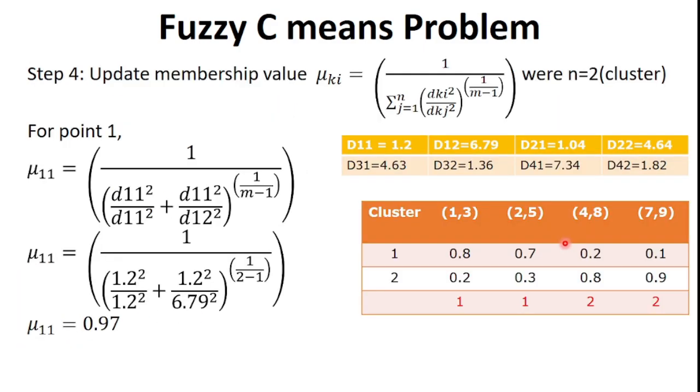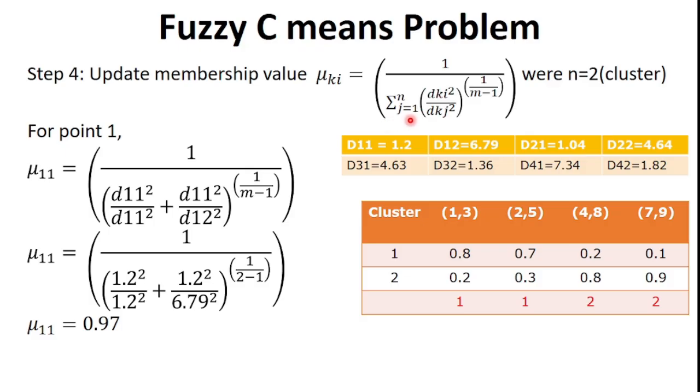Fine. Now we are going to update the membership value using step number 4. We update the membership value mu ki, which is inversely proportional to the relative distance, that is 1 divided by the summation over j equal to 1 to n of (dki whole square divided by dkj whole square) raised to the power 1 divided by m minus 1. In this case m, the fuzziness variable, is 2, and you have only 2 clusters, so n is also 2. So j varies from 1 to 2, and in the denominator you will get 2 terms.